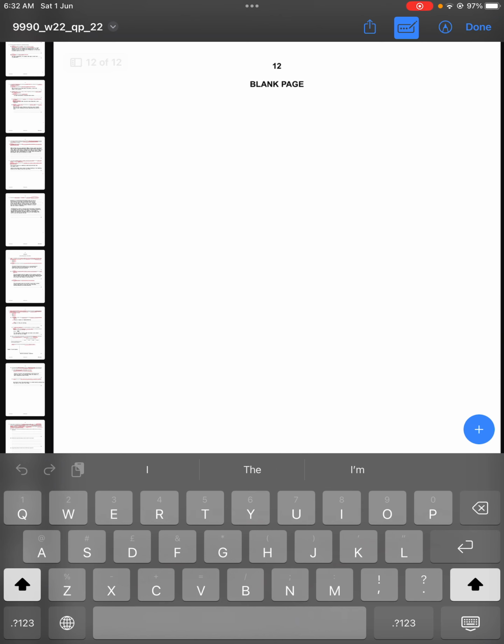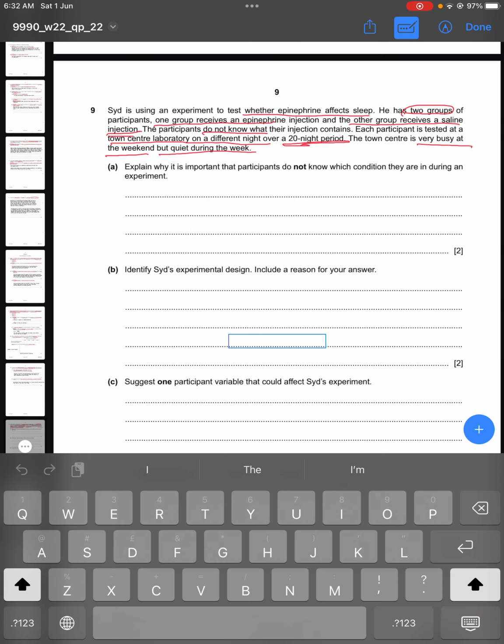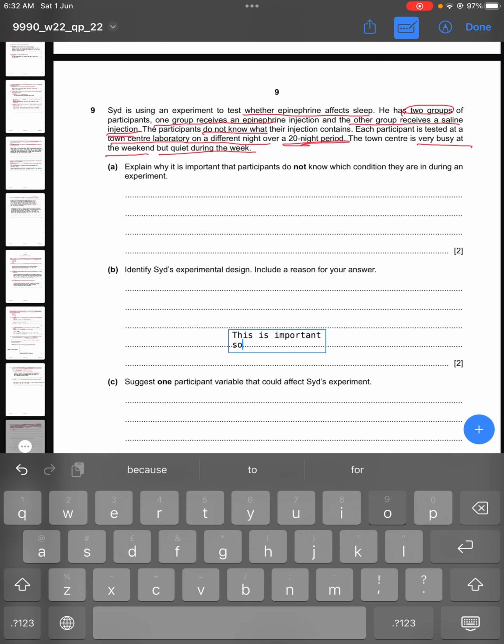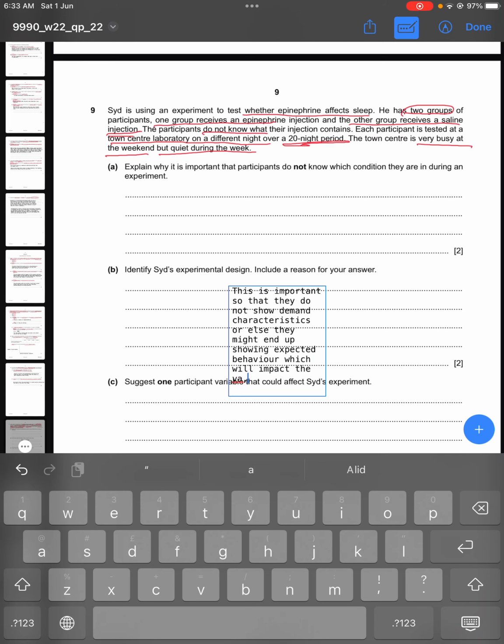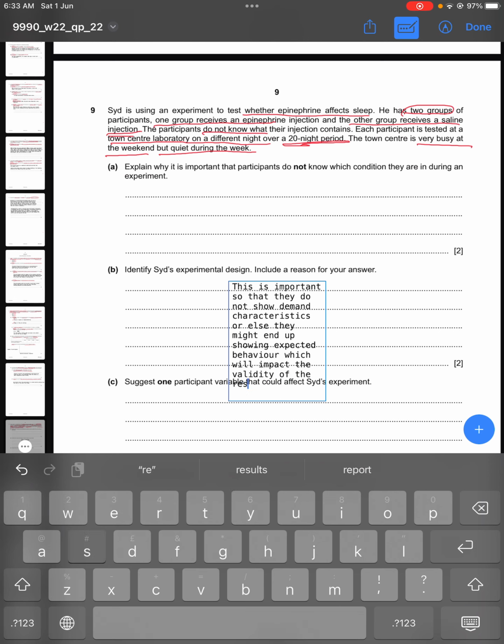So basically deception. This is important so that they do not show demand characteristics, or else they might end up showing expected behavior which will impact the validity of the results.